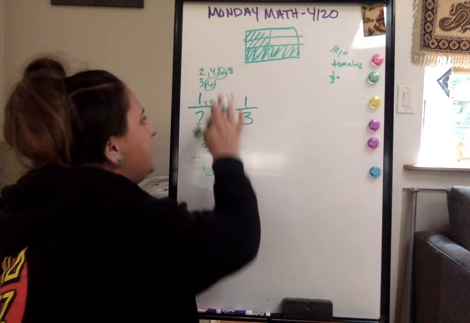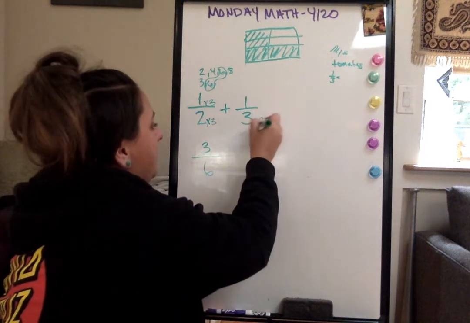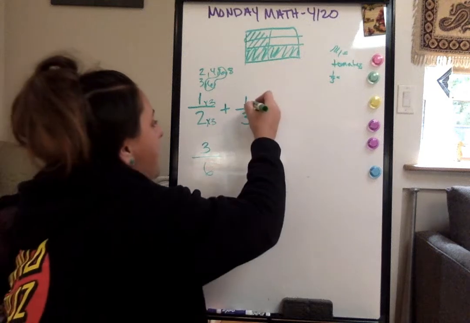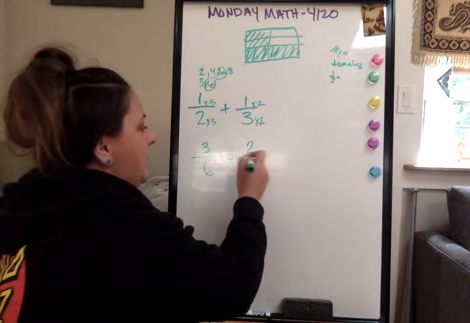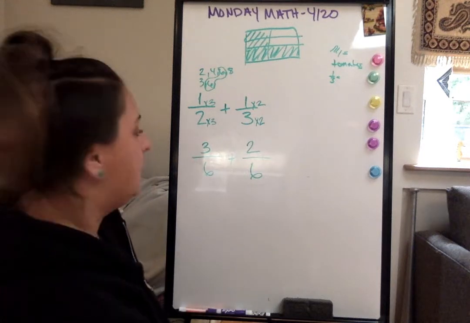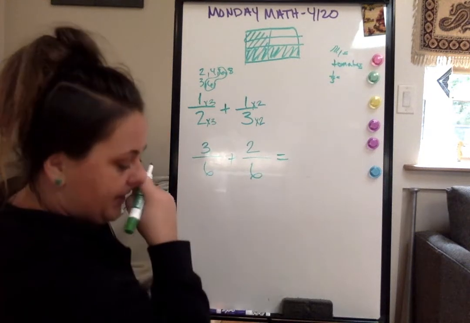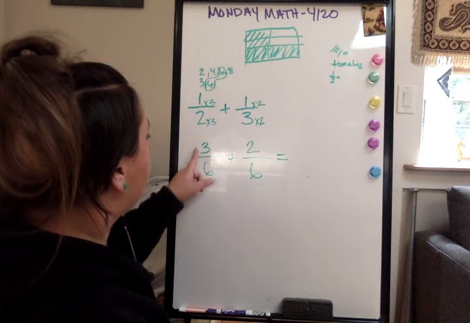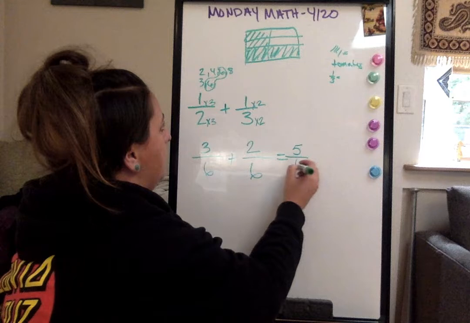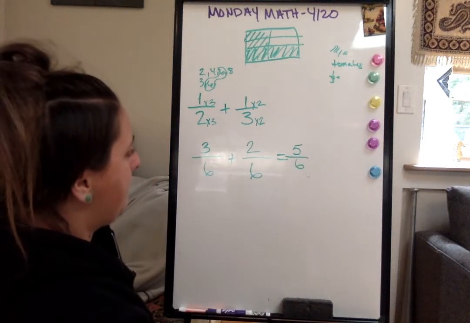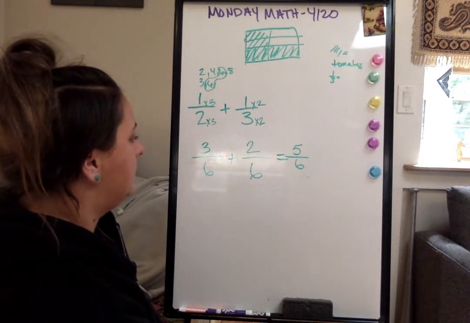How do I turn a 3 into a 6? I turn a 3 into a 6 by timesing it by 2. Whatever I do to the bottom, I do to the top, always. 1 times 2 is 2. 3 times 2 is 6. So now we have common denominators. Now we can add them together. Okay? 3 plus 2 is 5, 5/6. Easy peasy, lemon squeezy.